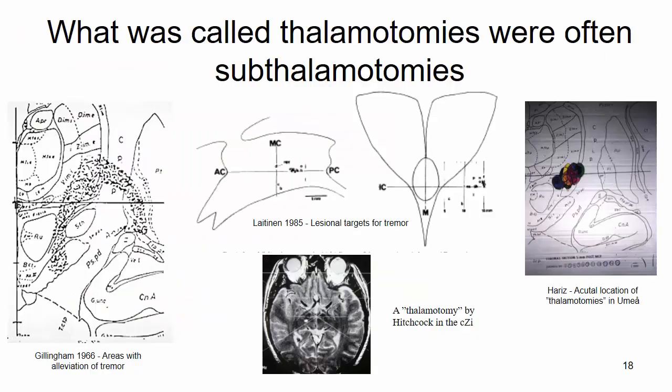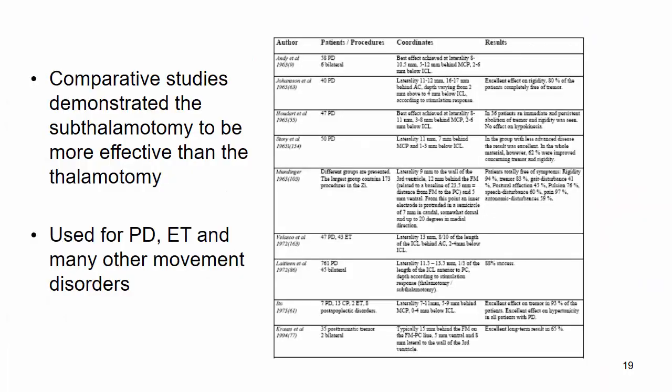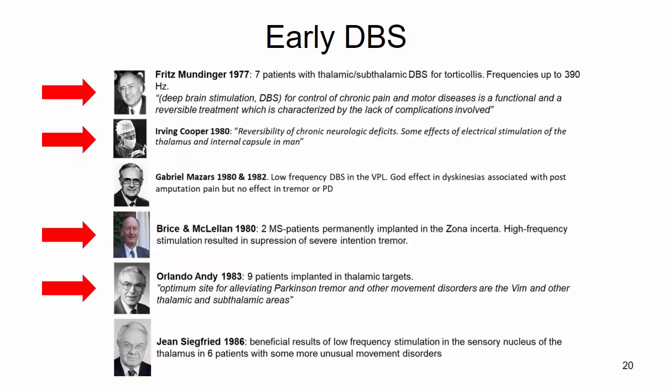When we read the literature from this era, it is important to realize that the term thalamotomy was often used to encompass also the subthalamotomies, and many used combinations of these two procedures. A number of comparative studies demonstrated the subthalamotomy to be more effective than the thalamotomy, and it was used for Parkinson's disease, essential tremor, and other movement disorders. The thalamus and the PSA were also the first targets used for early DBS by Munninger and others.